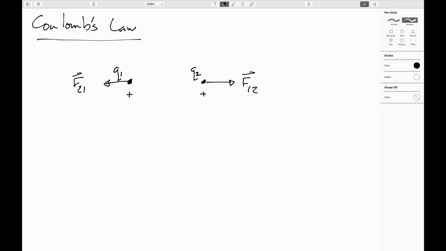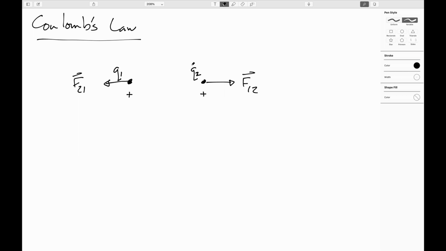Coulomb observed that if you have two charges that are interacting with each other, let's say Q1 and Q2, the usual symbol for electric charge is Q. If, say, they're both positive, the forces will repel. The charges will repel each other, so the forces will point away from each other.